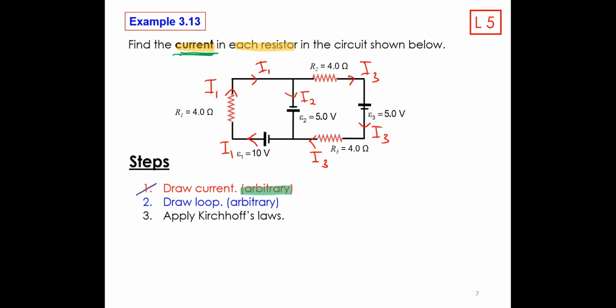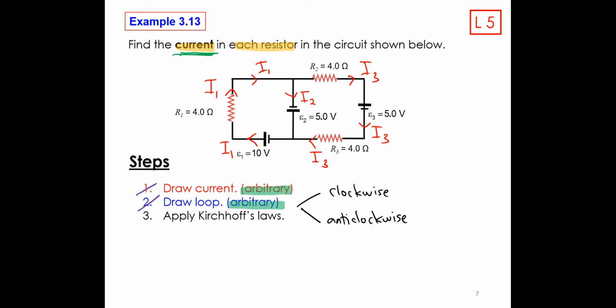Now the second step is to draw the loop. Draw the loop, also a battery. To draw the loop, you have two directions, either clockwise or anti-clockwise. It's up to you. As long as you follow the rules, you can get the correct answer.